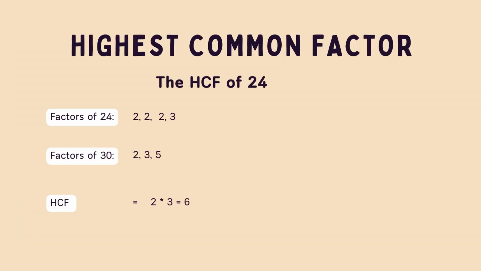While for the HCF of 24 and 30, if I break it down into its factors, the factors of 24 are 2, 2, 2 and 3, and of 30 are 2, 3 and 5. Now 2 is common in both numbers and 3 is also common in both numbers. So the HCF will be 2 multiplied by 3, which is equal to 6.